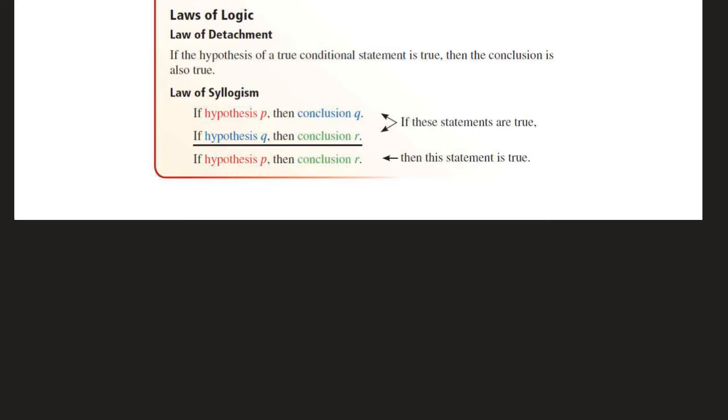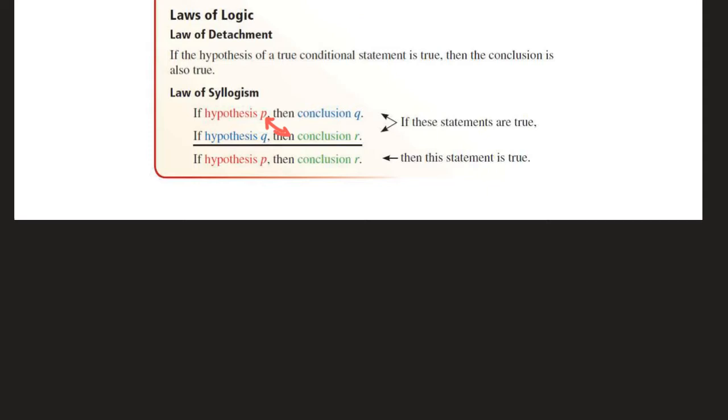Law of syllogism is a little different. It talks about the hypothesis and the conclusion. If the hypothesis P implies the conclusion Q, and that hypothesis Q concludes conclusion R, and those statements are true, then the original hypothesis and the conclusion from the second statement form a conditional statement that is also true. So I would start with if P then Q, and then if Q then R. If both of those are true, then I connect that to if P then R.